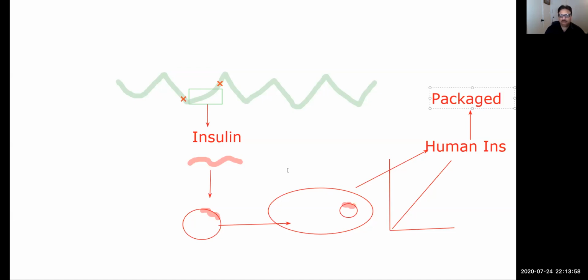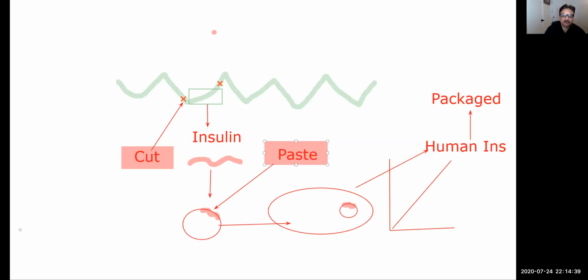Now I used some words. What words did I use? One of the words I used was to cut the human insulin gene. And the second word was to put or to paste the human insulin gene into the bacterial plasmid. So I used two words. First is cut, and the second was paste. Two words. So how is it possible to cut and paste?